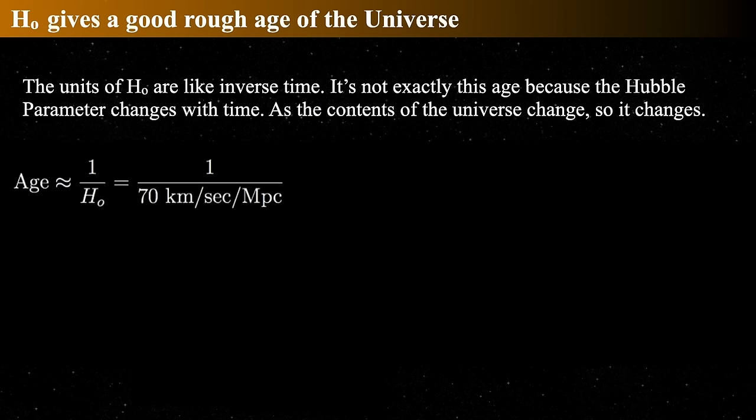Incidentally, the inverse of the current value of the Hubble parameter gives us a rough approximation for the age of the universe. Because the units are kilometers per second per megaparsec, and if we know how many kilometers there are in a megaparsec and how many seconds there are in a year, then we can get a good guess. Okay, so let's go through it real quick.